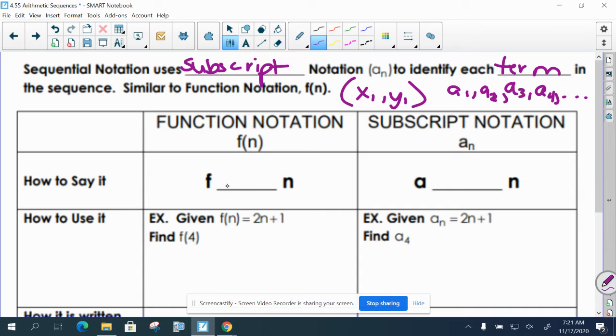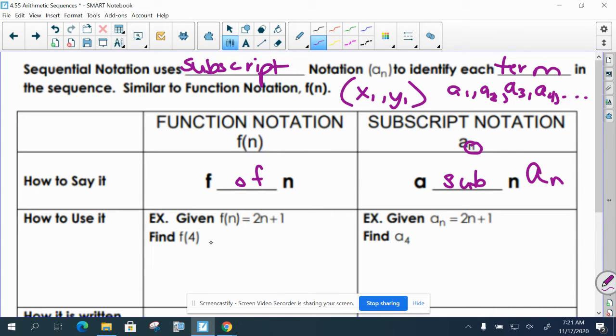So here's how you say it. Function notation, you say f of n. Subscript notation, you say a sub n. And always, please, make sure that the n is little. It's not like a times n, it's a sub n. It's just notation. You're not multiplying a times n. And it should always be noticeably smaller than the a.